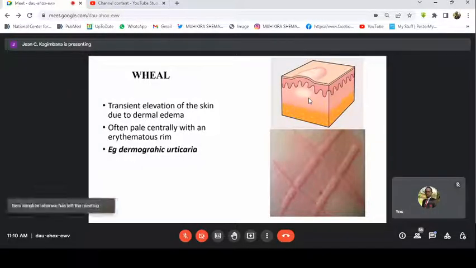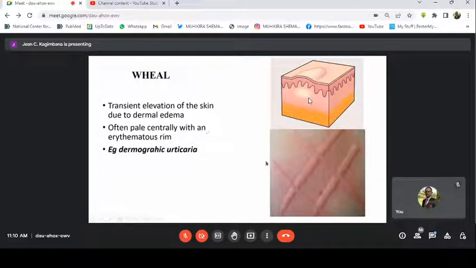Okay, and then what do people call isonono? Isonono is a papule, because most of the time it's less than 1 centimeter. Okay. Thank you.